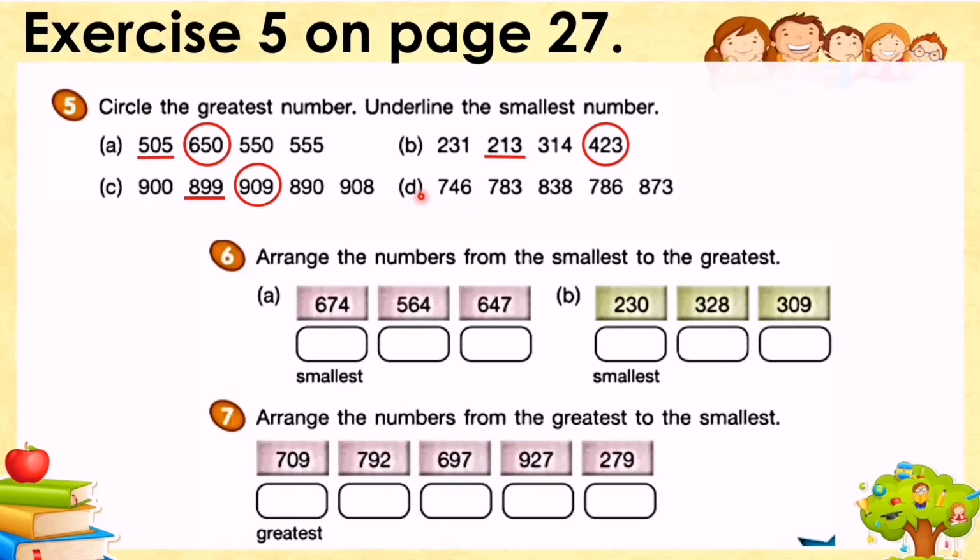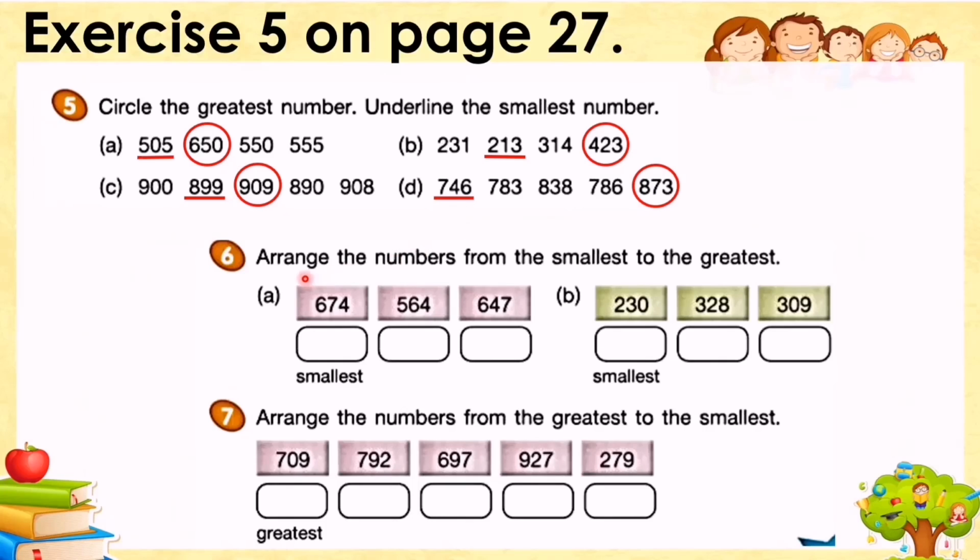Letter D. 746, 786, 838, 786 and 873. Okay, which is the biggest or greatest number here? Okay, it is 873. So you will circle. And which is the smallest number? The answer is 746. So you will underline.